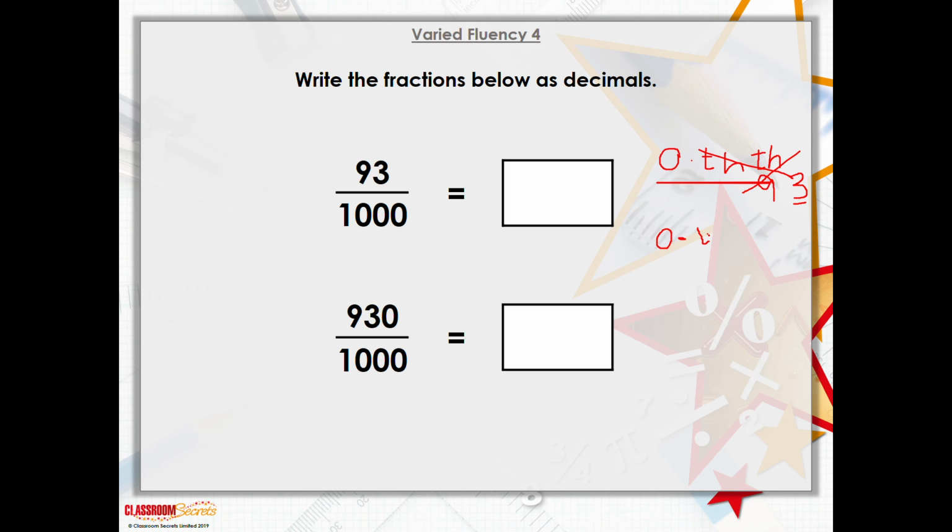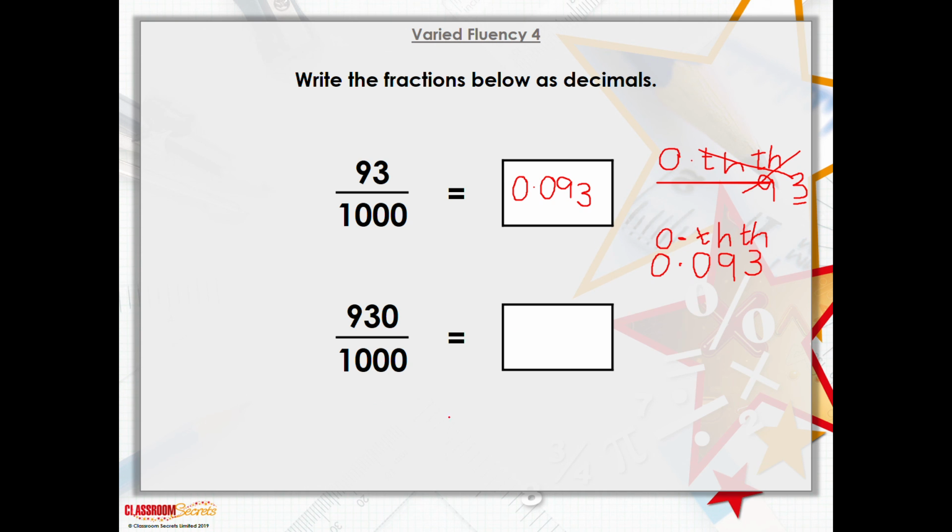So you could even do it the opposite way round. You can start with the 3 of the 93 thousandths and put that in the thousandths column. And then your 9 would have to go in the hundredths column. From there, you don't have anything to put into the tenths column. You then have your decimal point, and you then need to put a 0 as a placeholder in your ones column. So 93 thousandths as a decimal is 0.093.